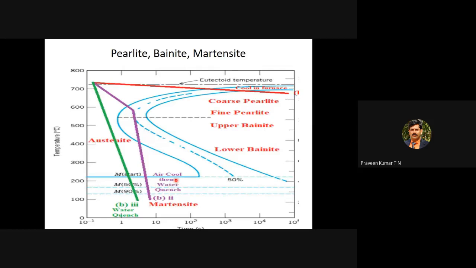We can see here it is air cool, then water quenching, then we will get the martensite. The bottom portion is the martensite. We can get a harder microstructure, and you can also get a softer microstructure. During your heat treatment, we can make the material very soft also, or we can make the material very hard also.